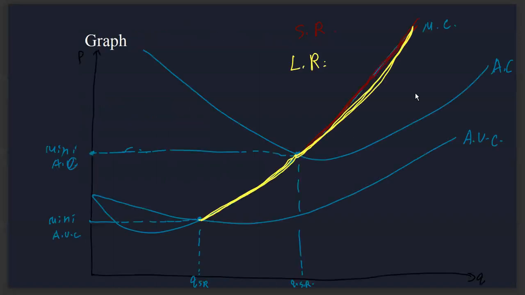And then in the graph, as you can see, this is the average cost, marginal cost, and average total cost. The yellow color is for the long run firms in the market, and the red one is for the short run firms in the market.